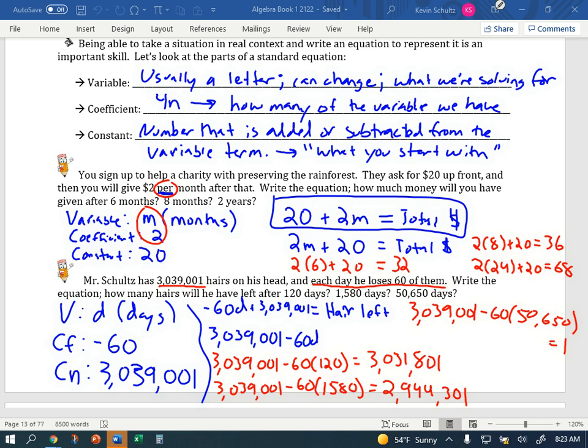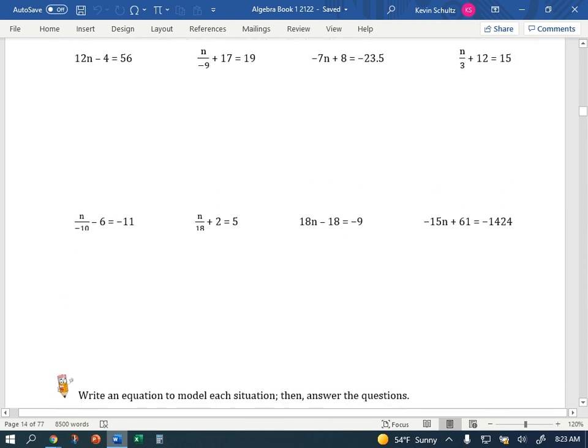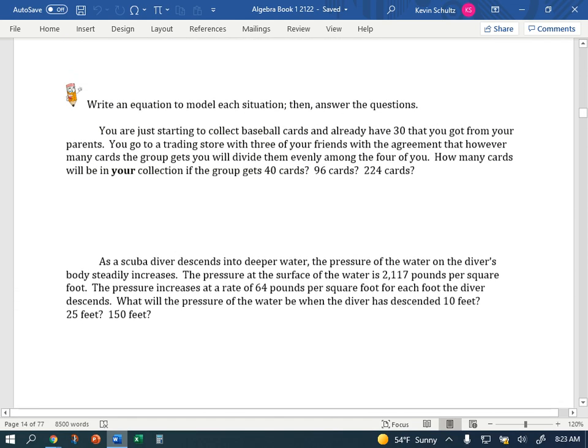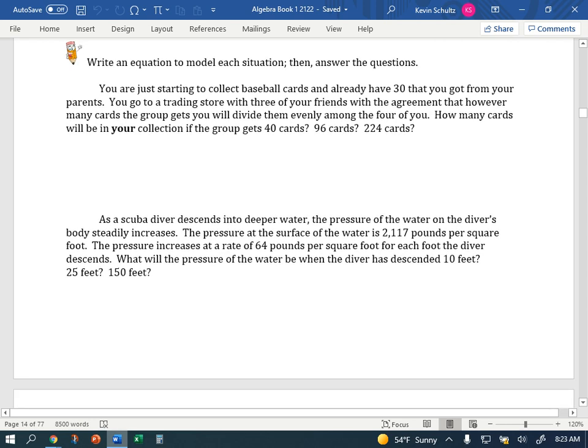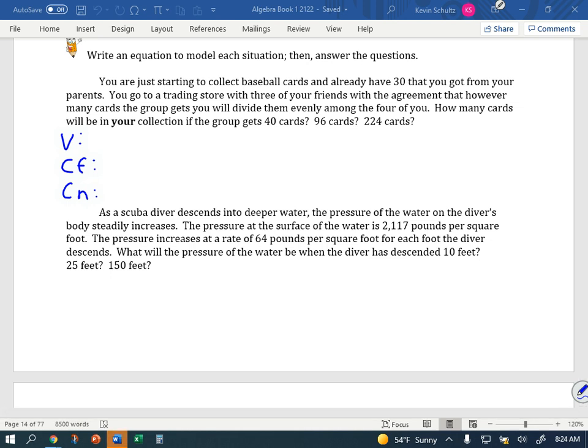Your homework then: on the second page, you've got 8 equations to solve, all just straight up opposite operations, railroad tracks, whatever you want to call it. Those are like the 4 that we did on the front side. Practice that here. Then you've got 2 of them where you need to write an equation to model each situation, then answer the questions. I want you to identify your variable, your coefficient, and your constant for each of them.